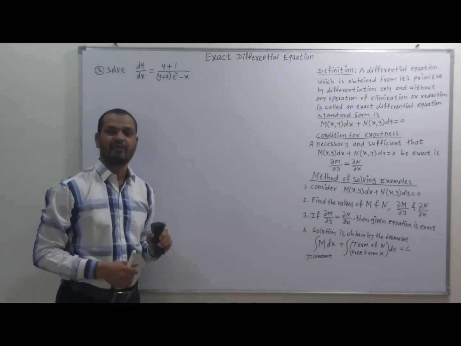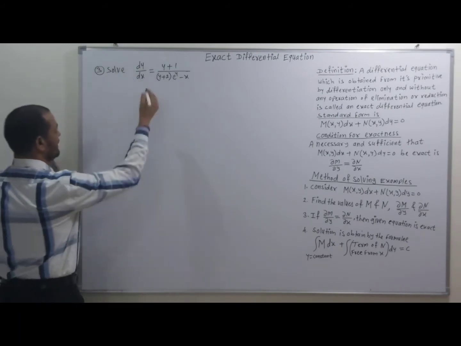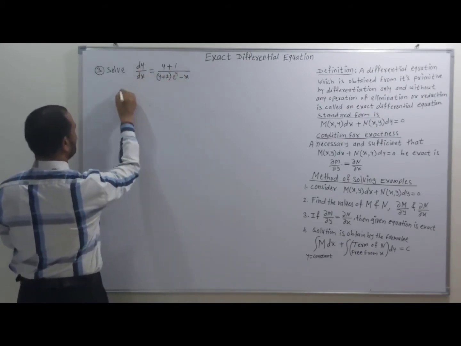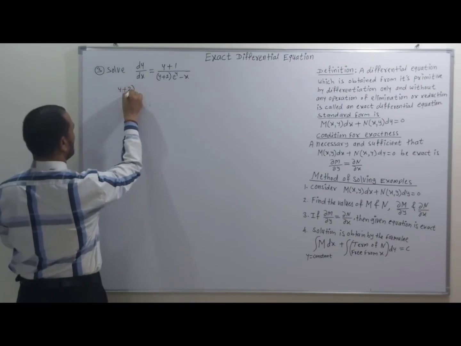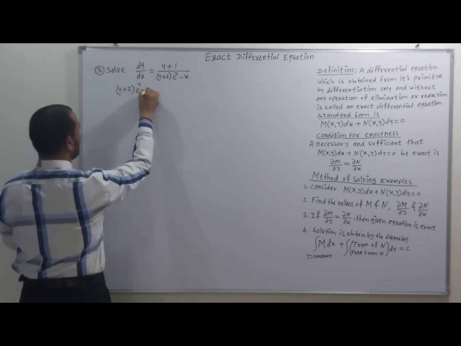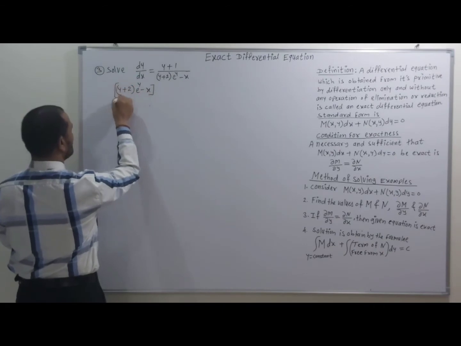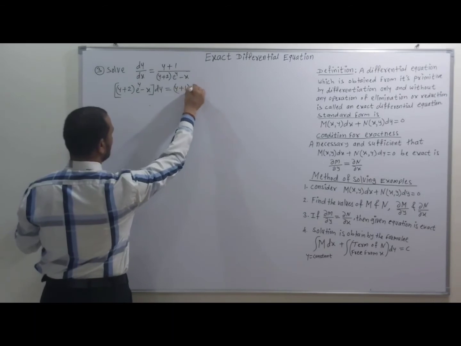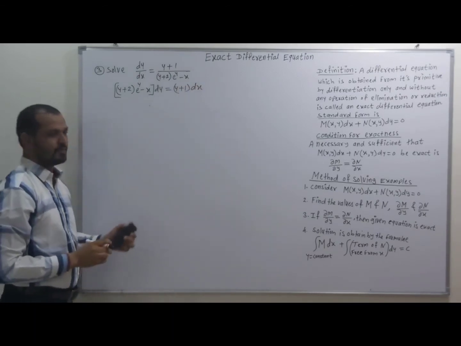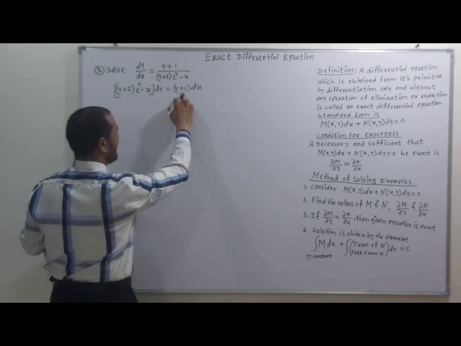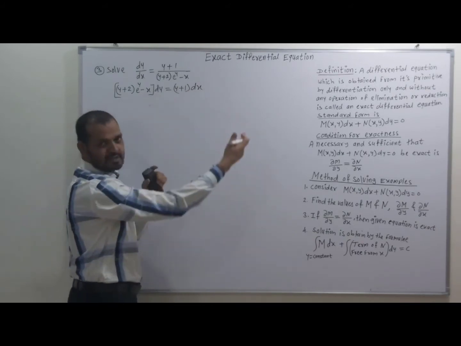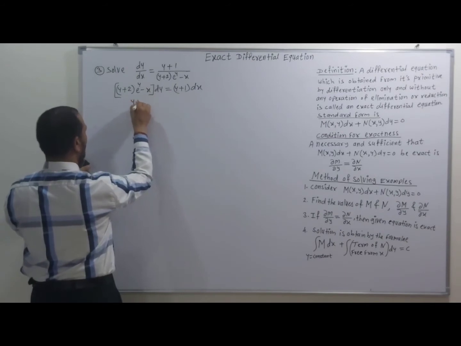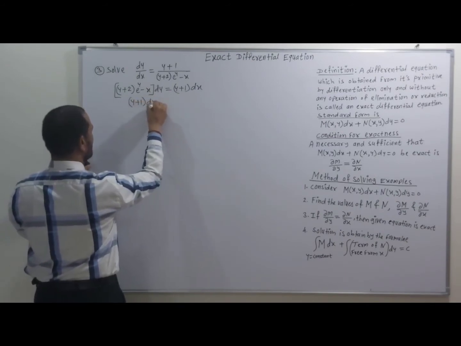So this equation is not in the standard form of exact differential equation. First try to convert this in standard form. Take this dx to this side, and this term to this side, we get this as y plus 2 then e raised to y minus x, so into dy is equal to, this is y plus 1 into dx. But to get this standard form, so this is M dx, this is N dy, but take this left side term to the right side, so we get this as y plus 1 into dx.